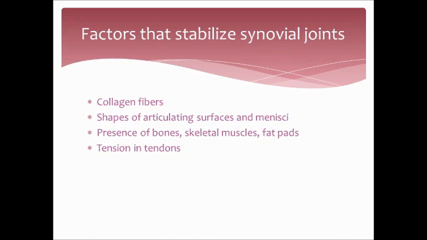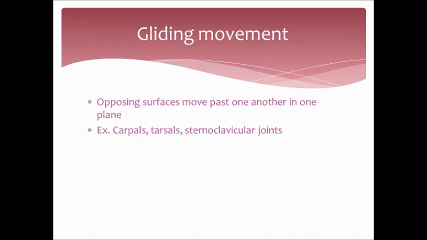Some factors that stabilize synovial joints: the amount of collagen fibers, the shapes of the articulating surfaces and menisci, the presence of bone, skeletal muscles, and fat pads, and tension in tendons. Those all help to stabilize the synovial joints.